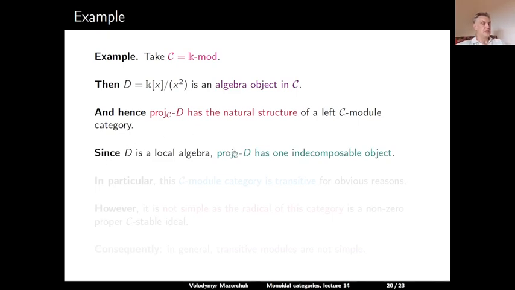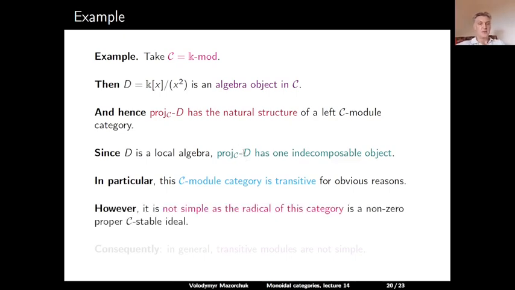Since D is a local algebra, there is only one indecomposable projective, and so this C module category is transitive, because if we have one indecomposable object, then transitivity is obvious. However, the endomorphism algebra of this indecomposable object is not trivial, because the endomorphism algebra is just the algebra of dual numbers, which is not a simple algebra over K.